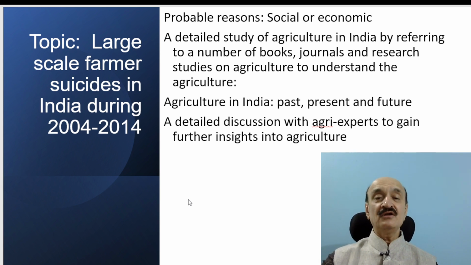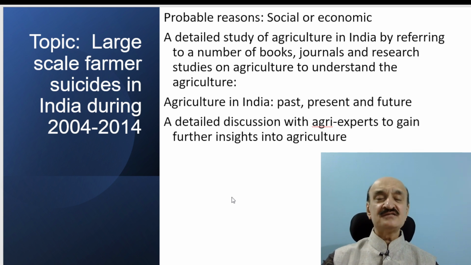Now, as a researcher, I may not be an expert in agriculture, and therefore I need to do a lot of homework about agriculture. So the next step is a detailed study of agriculture in India, referring to a number of books, journals, magazines, research studies on agriculture done by various research scholars to basically understand the research. So, a topic is framed: agriculture in India, past, present, and future.